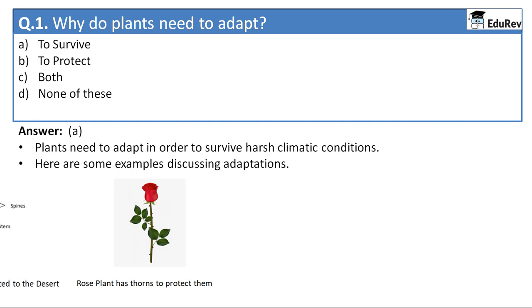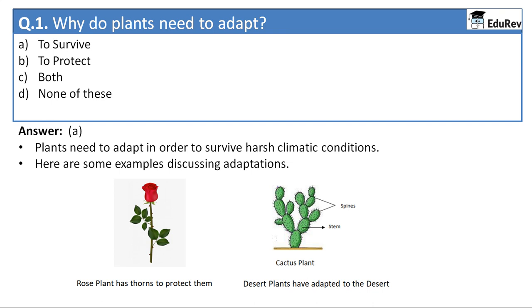Here is another example of a cactus plant. The cactus plant does not have leaves, but it has spines which are stronger than leaves. Also, the roots of the cactus plant are able to absorb more and more rainwater. Desert plants like cactus have adapted to the harsh climatic condition of deserts. So, the correct answer is option A.